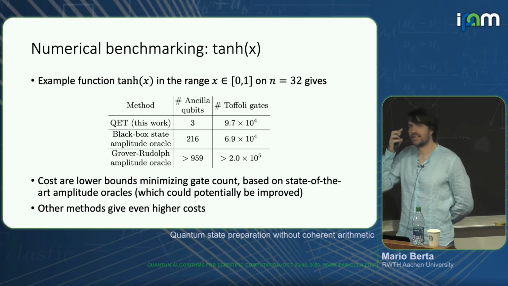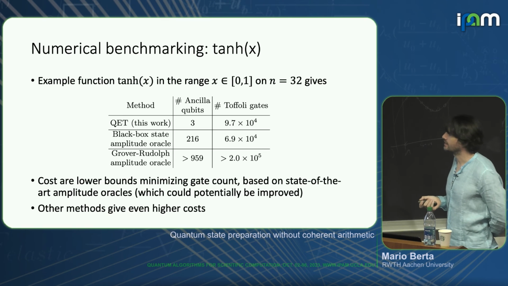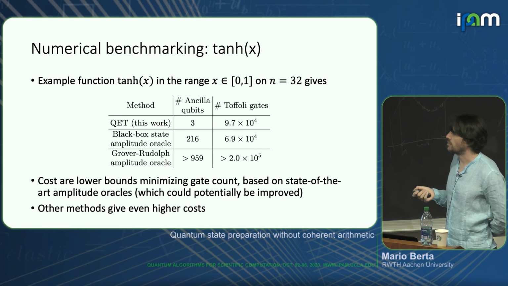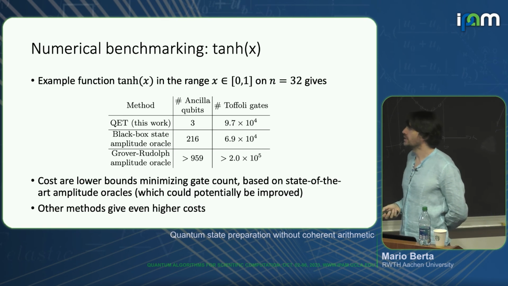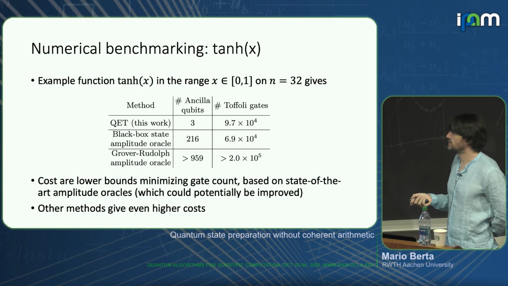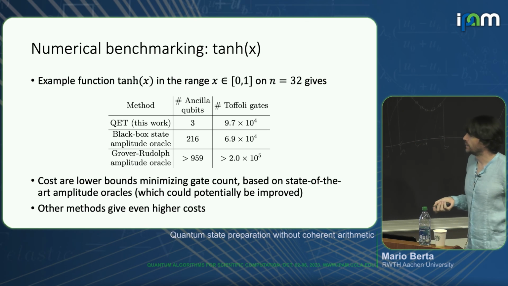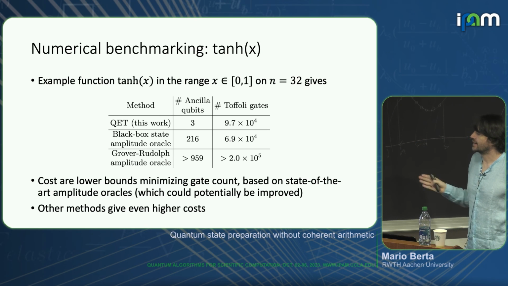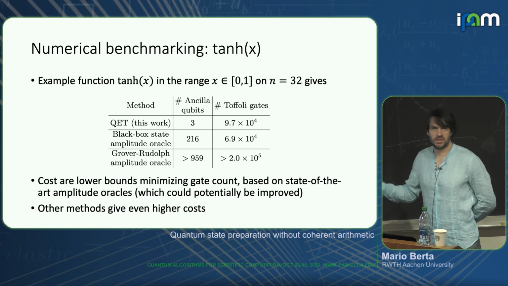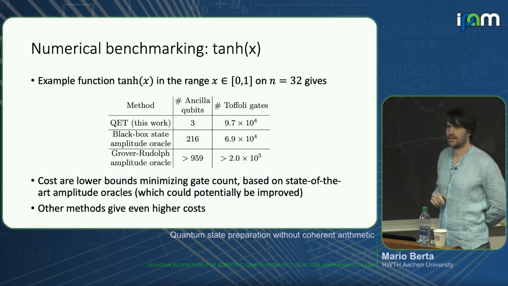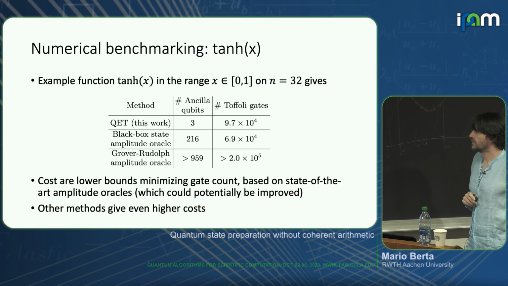Of course, you might question these exact numbers, but for our methods, this is kind of an upper bound, right? Like this is something one can do, whereas for the other methods, we tried to use kind of the state-of-the-art amplitude oracles, and then I think we even neglected all the other gate costs. It was just the cost of preparing this amplitude oracle.